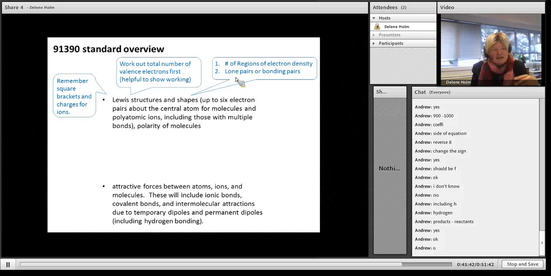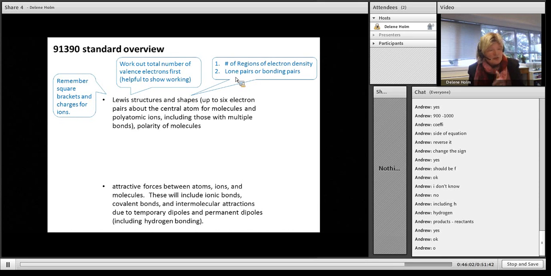You would have to say IF3 has 5 areas of negative charge, or 5 areas of electron density around it, giving it a trigonal bipyramidal shape. NH3 has 4 areas of negative charge around it, giving a pyramidal shape. But in NH3, one of them is a lone pair and 3 are bonding pairs, so the molecular shape is trigonal pyramidal. And IF3, because it has 2 lone pairs and 3 bonding pairs, would be T-shaped. So can you see how you would work it out?